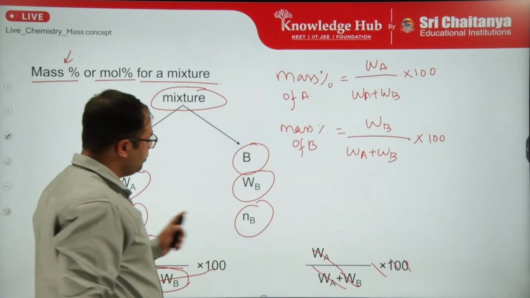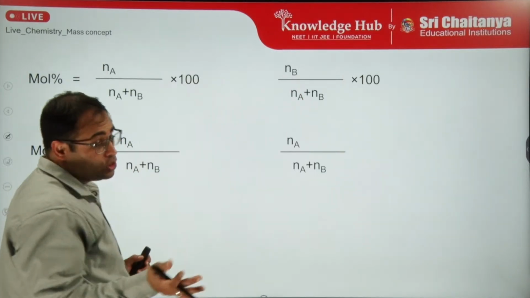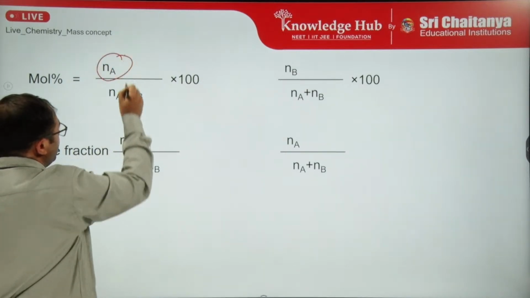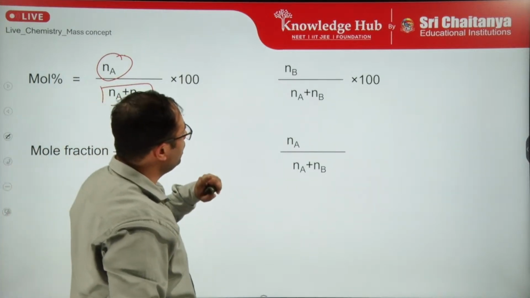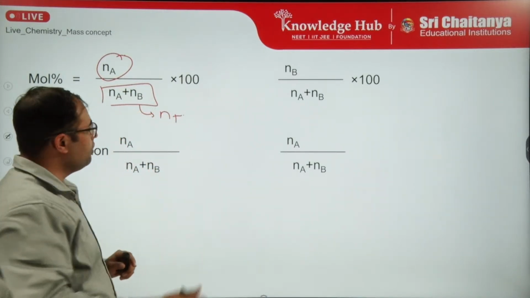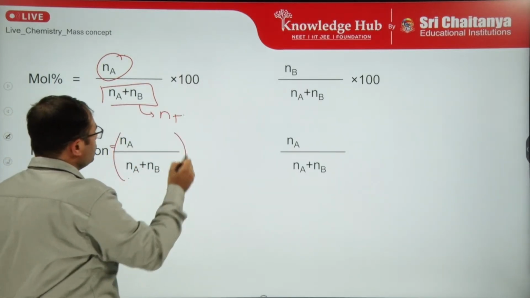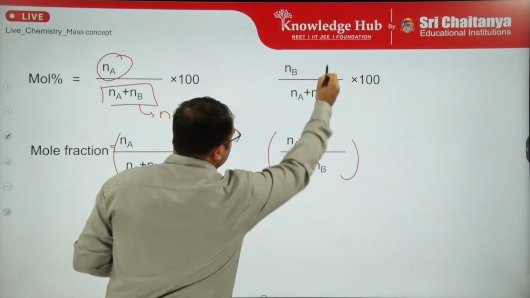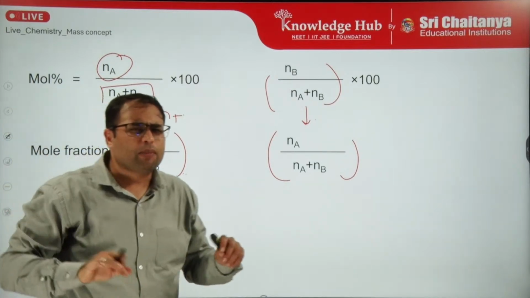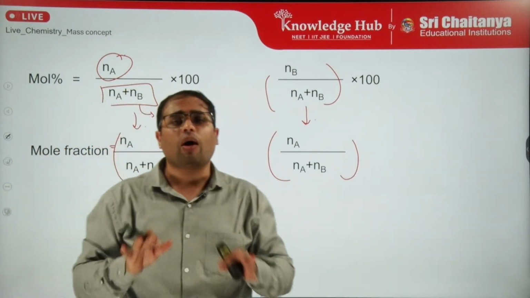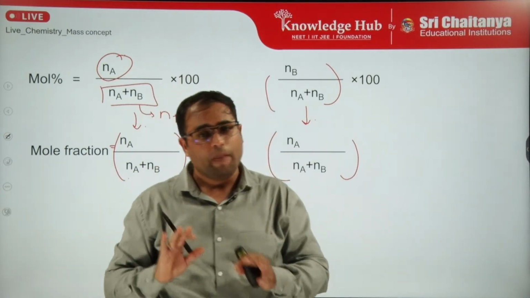So remember, we have given moles also. So we can also calculate moles percentage in the similar way. Moles of A divided by total moles N multiplied by 100, and moles of B is NB divided by Na plus Nb. And similarly, you have also learned about mole fraction. So this part is nothing but mole fraction. So these are some of the ways in which you can talk about the amount of a particular component of a mixture, right?